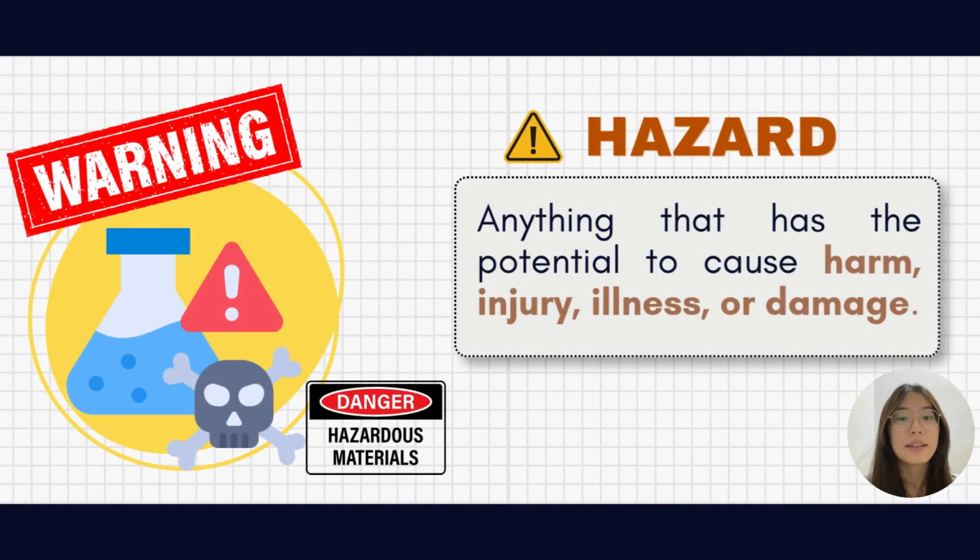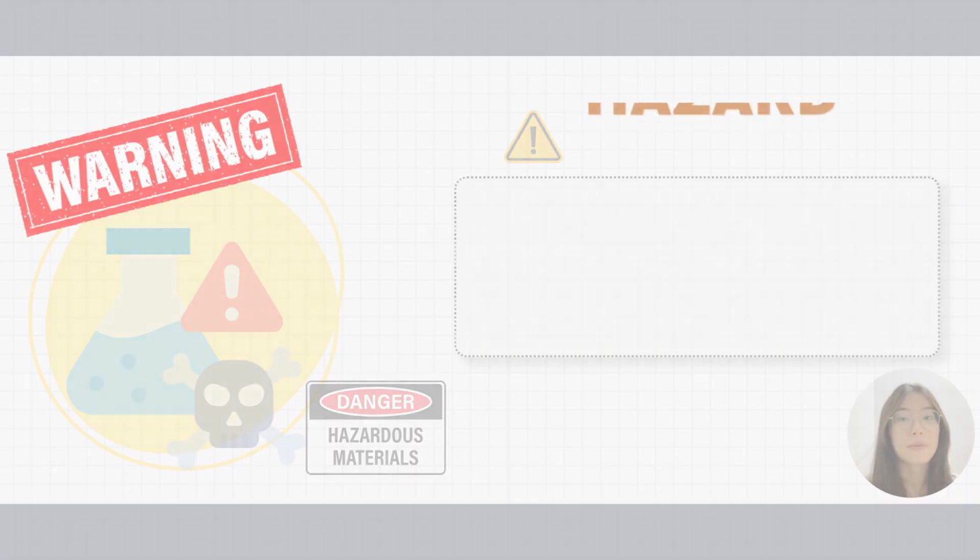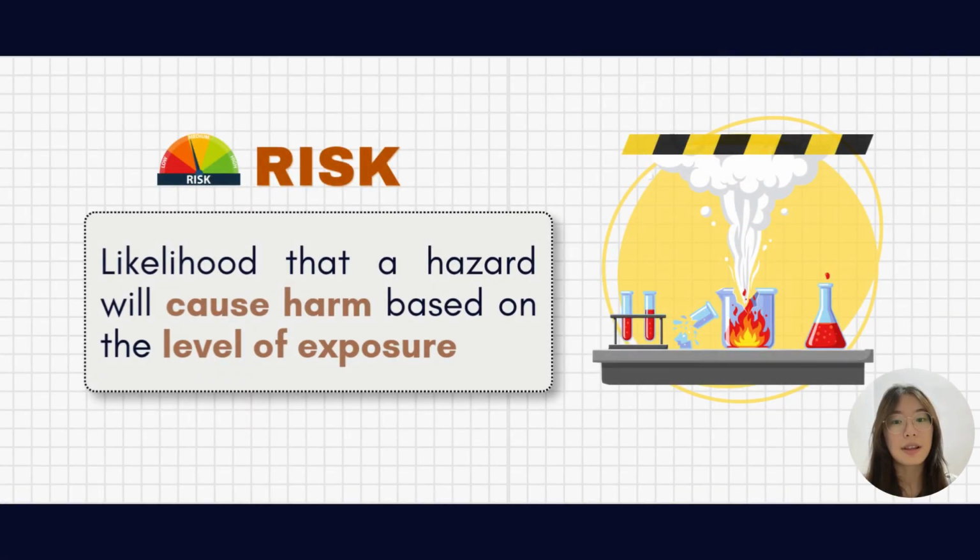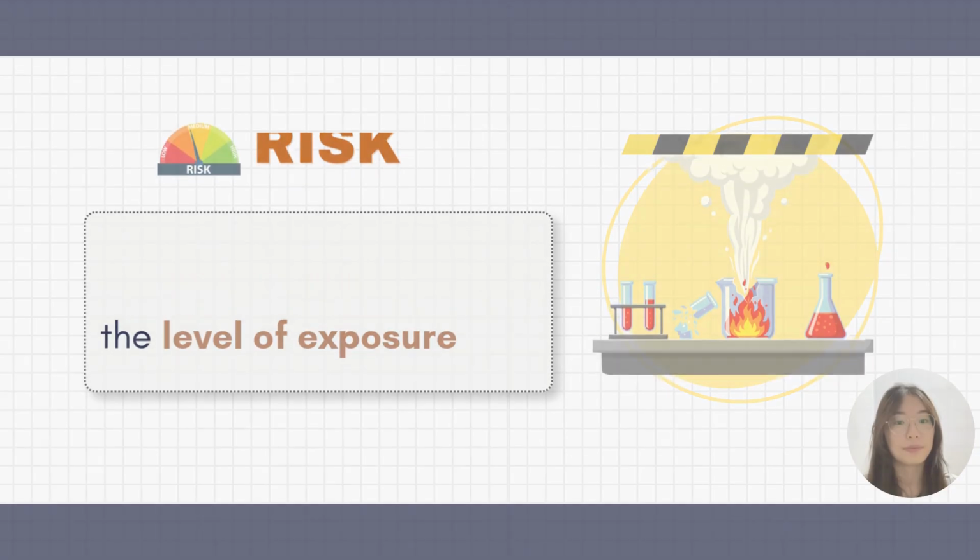To better understand this scenario, let's first look at the definition of hazard and risk. A hazard is anything that has the potential to cause harm, injury, illness, or damage. Next, risk is the likelihood that a hazard will cause harm based on the level of exposure.